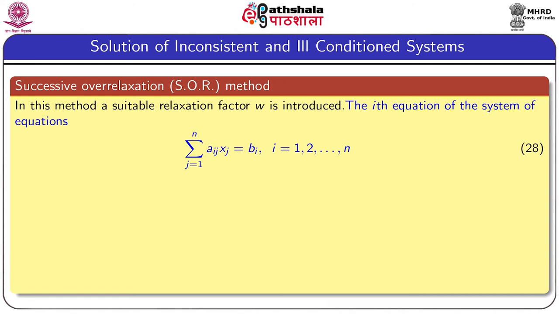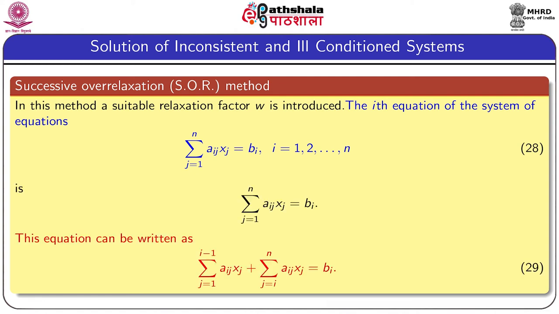Now we describe another modified method of the relaxation method called the successive over relaxation method. In this method, a suitable relaxation factor W is introduced. The ith equation of the system of equations is summation over j equal to 1 to n aij xj equal to bi for all i equal to 1 to n.